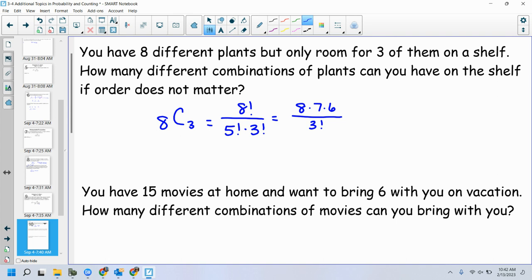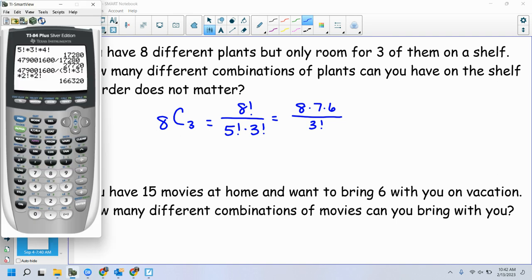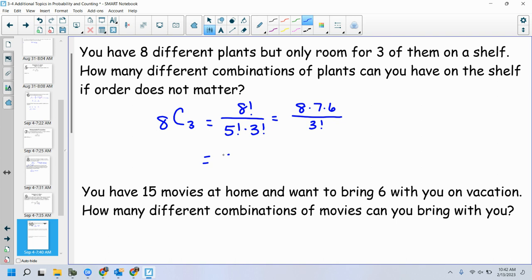All of that is to say that you don't really need to memorize that formula. All we need to know is where to find it in our calculators, and it's right below nPr. So 8C3 is 56. There is only 56 ways to do that. I have 8 plants, and I'm choosing 3 of them to go on a shelf, and we're assuming that daisy, cactus, iris is the same thing as iris, daisy, cactus.